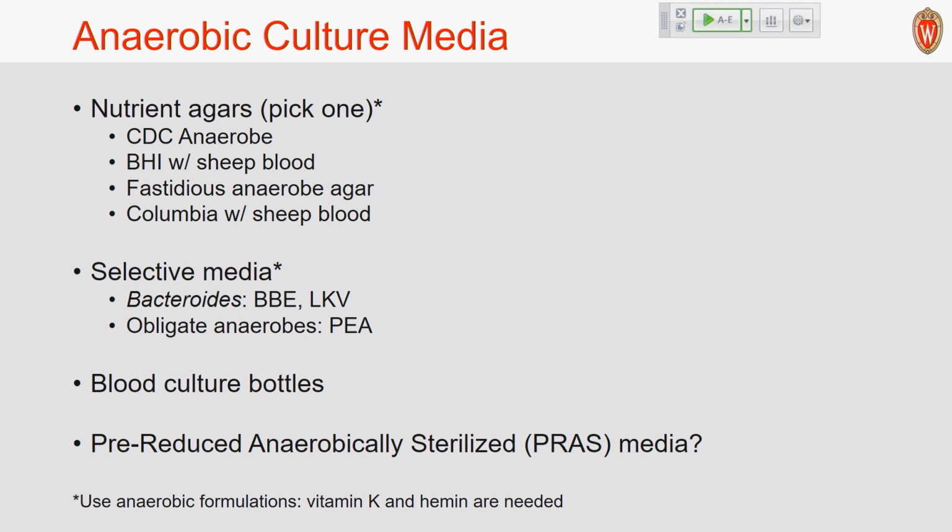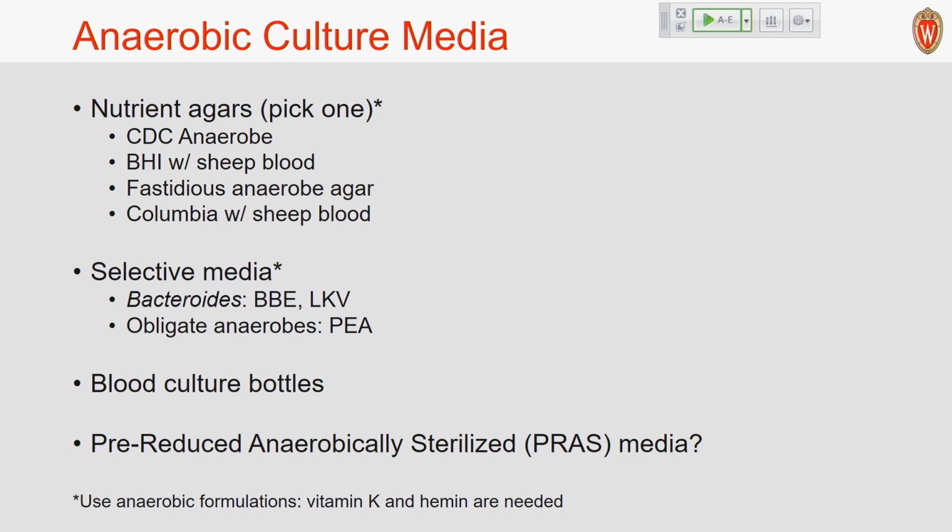That doesn't mean just putting it into a holding jar and flushing it. Really, to properly pre-reduce medium, it has to be in an anaerobic environment for about 48 hours. So unless you have an anaerobic chamber, like a gloveless chamber that you can put it in, you're not really fully pre-reducing it.